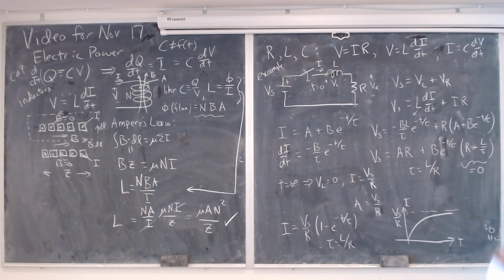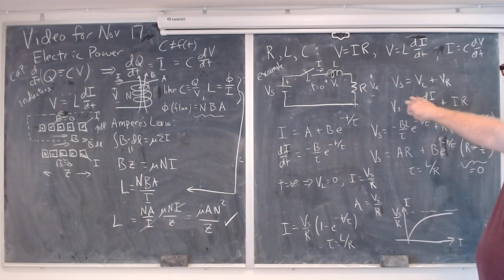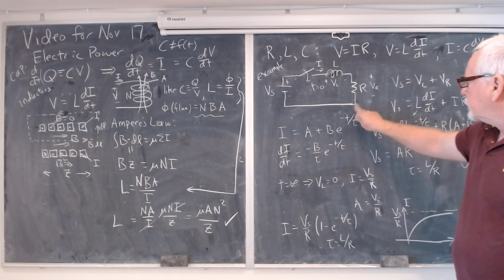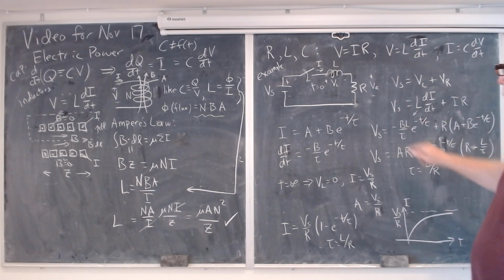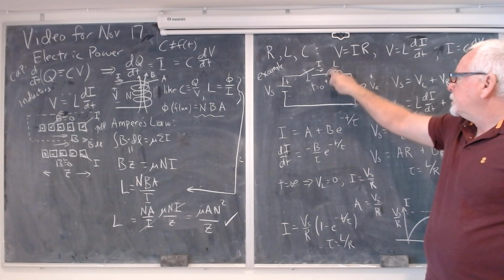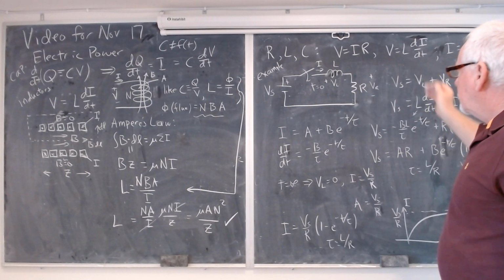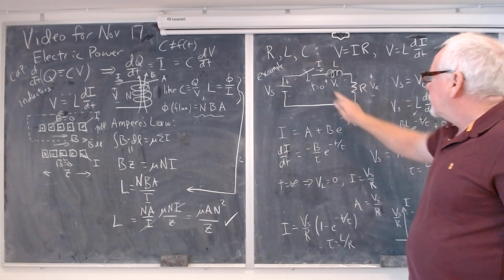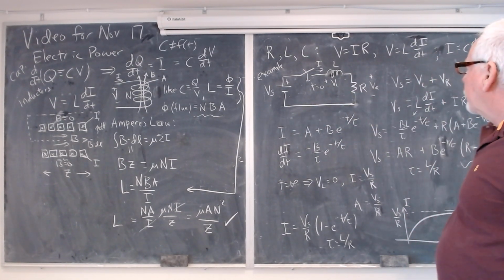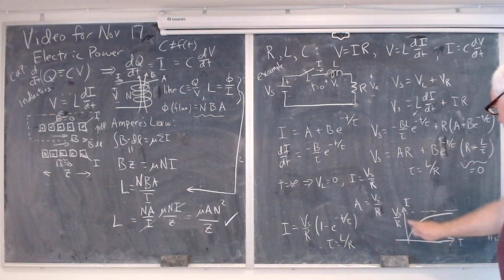Okay, and again, however you want to do it in terms of the boundary condition, it's just sort of easier to recognize that at t equals infinity, the voltage across the inductor has to go to 0 because d dt goes to 0. And so it just means that I is V over R at infinity.